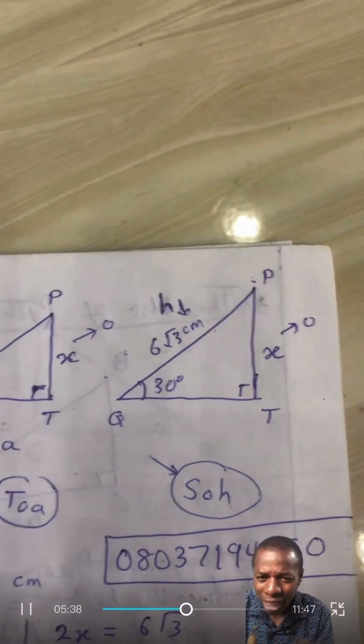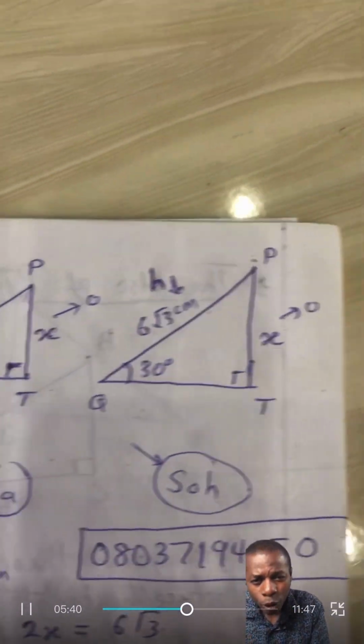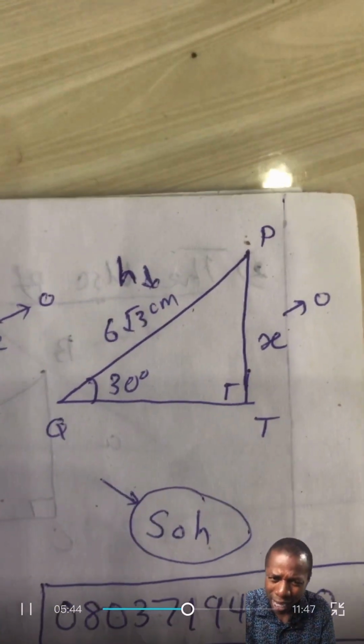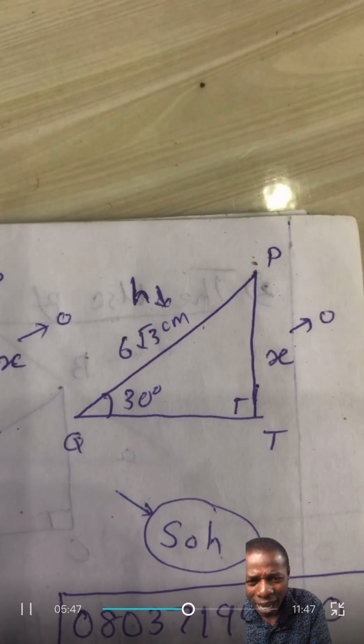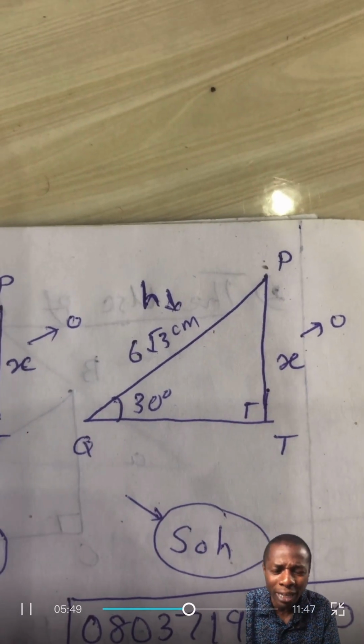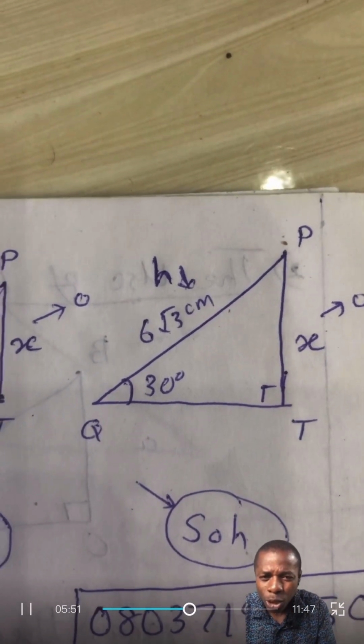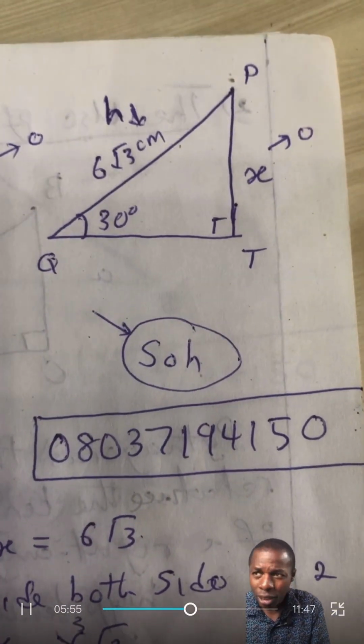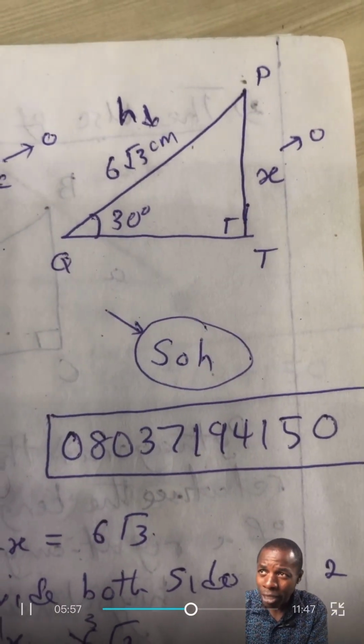And I told you, in naming the sides, you focus on two first, which is what? The opposite side and the hypotenuse side. So once you have the opposite side and the hypotenuse side, then automatically the third side becomes the adjacent side. Is that clear? So let's go to the second right angle triangle.